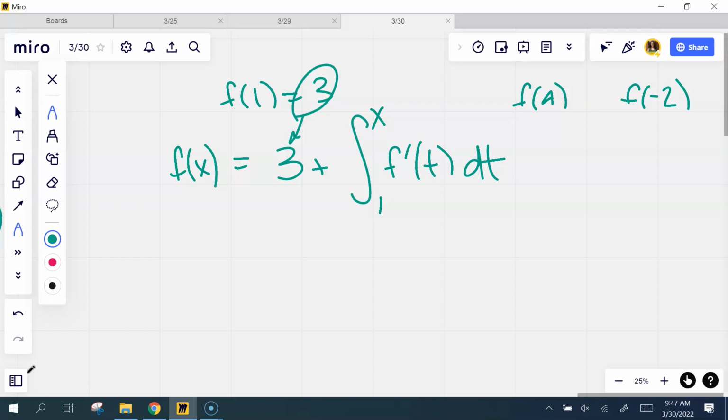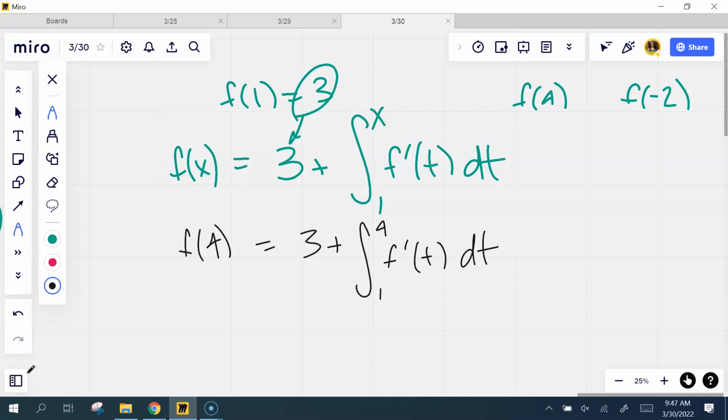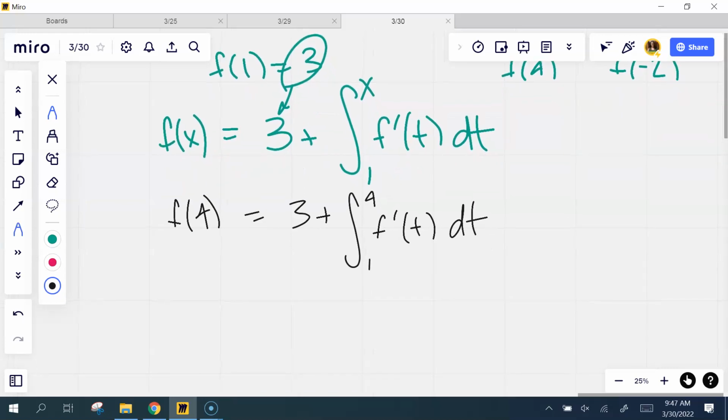Did anybody get that? F of 4 then is just a plug-in situation. It's from 1 to 4 of f prime of t dt. And we know by the fundamental theorem, if you look up at the beginning, this is where I did not read the last part. It's actually -12, right? Because it's below the axis.